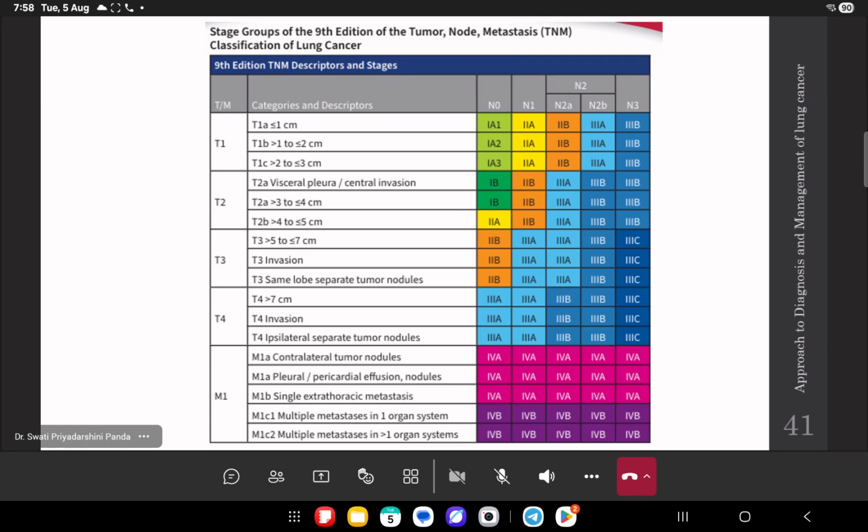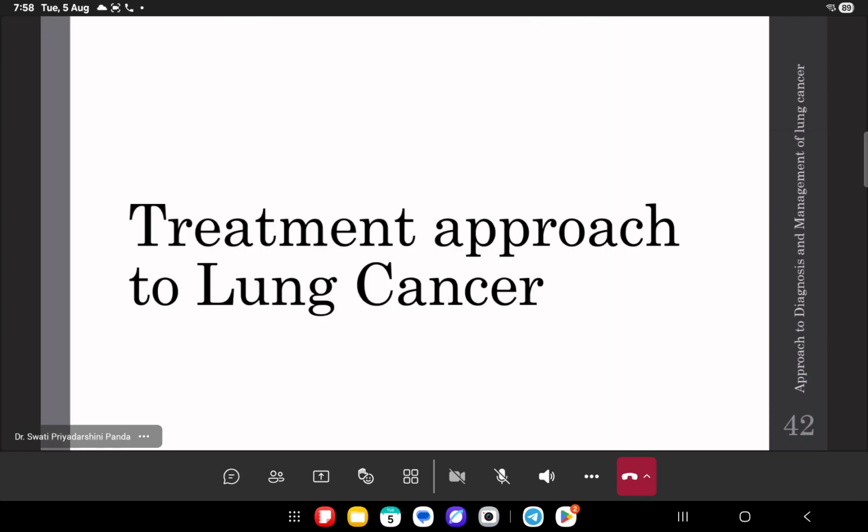N2B, or T4 with N2B, or T4 with N2A. And 3C includes T3 with N3 and T4 with N3. Stage 4A includes metastasis M1A and M1B. Stage 4B includes M1C and M1C1 and M1C2.